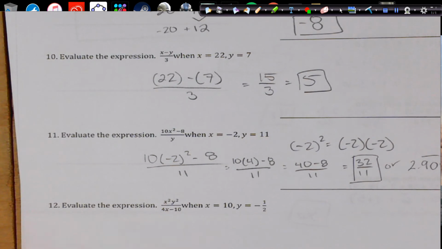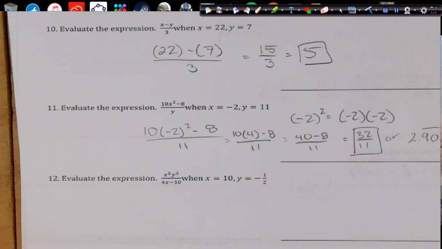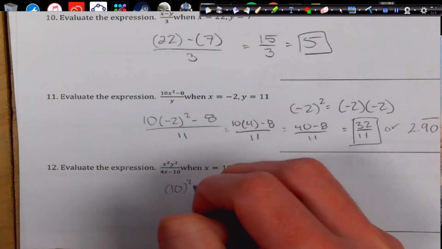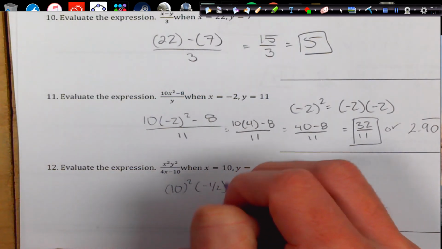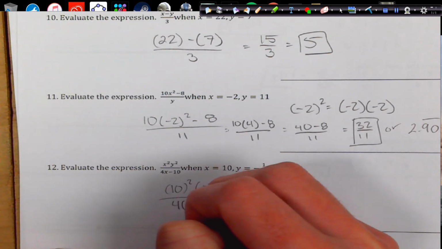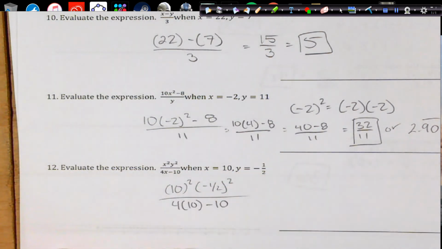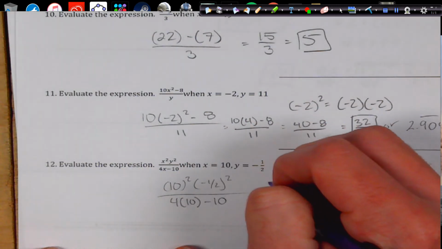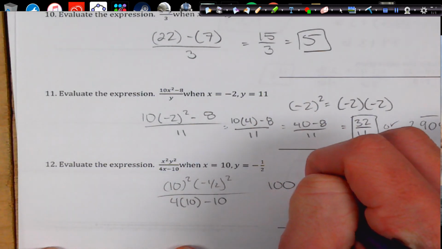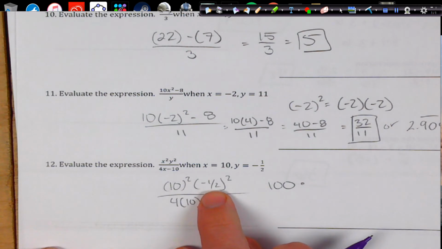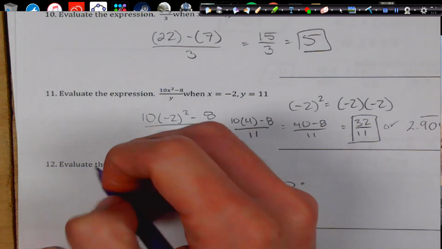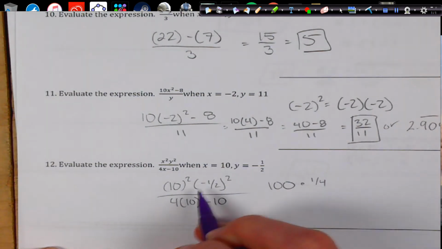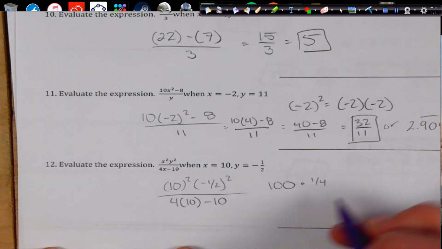Okay. Number 12. Evaluate the expression here. X is 10 squared, y is negative 1/2 squared, and then 4 times 10 minus 10. Okay, evaluate the top and bottom, and then we'll try and reduce if we can. 10 squared is 100 times, now negative times a negative is a positive, and 1/2 times a 1/2 is going to be 1/4, because 1 times 1 is 1, 2 times 2 on the bottom is 4.